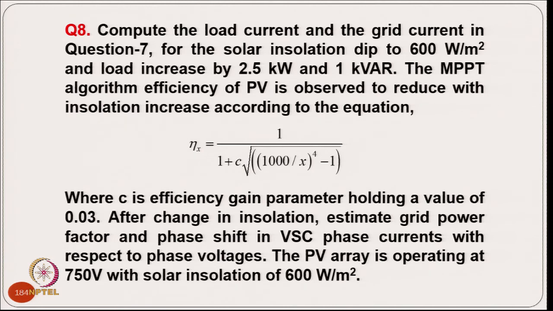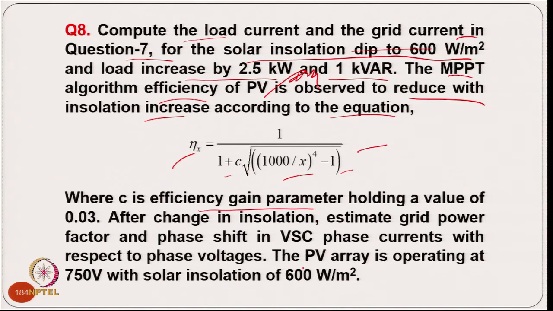Now, coming to the 8th example, compute the load current and the grid current in the previous question for solar PV insolation dipped to 600 watt per meter square and the load increased by 2.5 kilowatt and 1 kVAr. The MPPT algorithm efficiency of the PV array is observed to reduce as the insolation decreases according to the equation, where the efficiency is 1 plus C under root of (1000 by G) to the power 4 minus 1, where C is the efficiency gain parameter holding a value of 0.03. After the change in insolation, estimate the grid power factor and the phase shift in the VSC phase current with respect to the phase voltage.